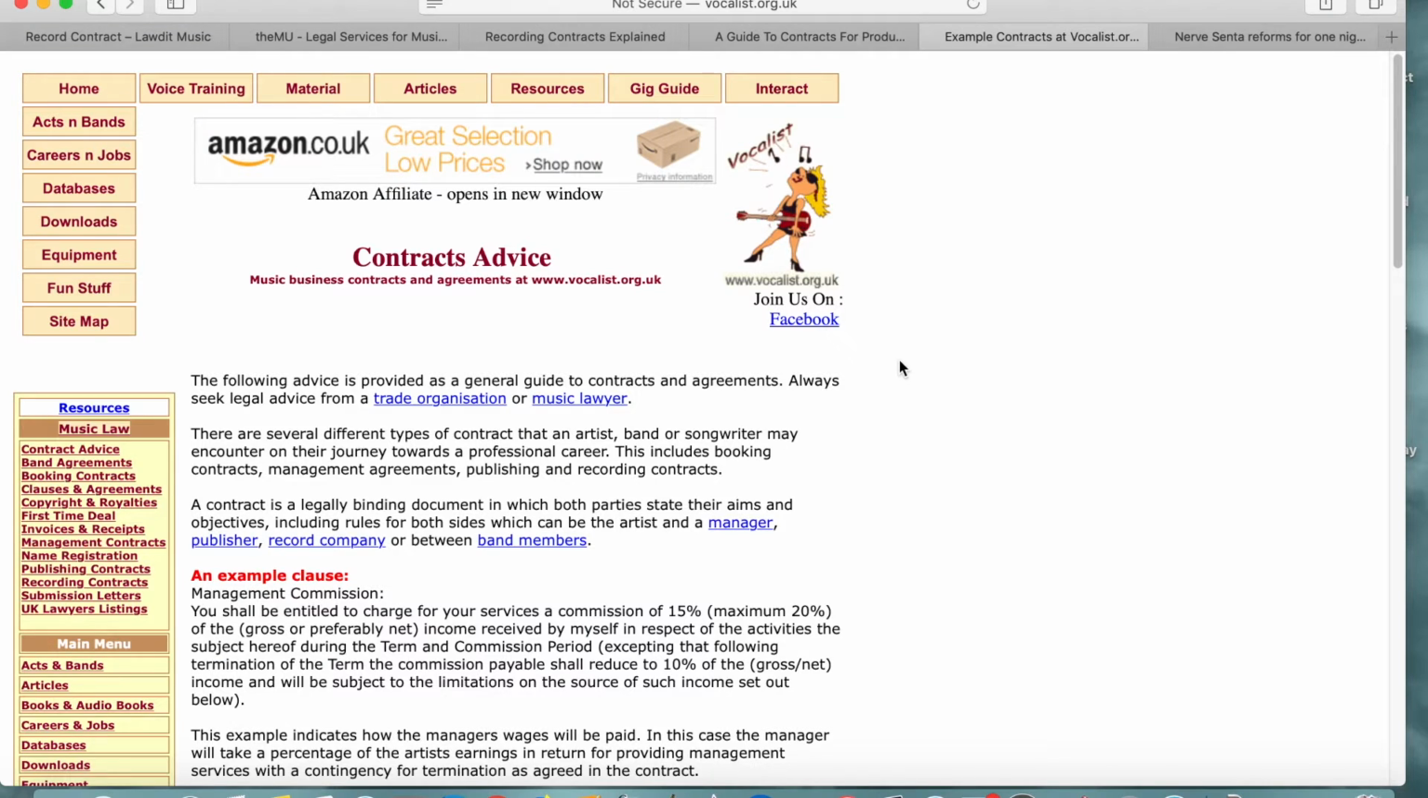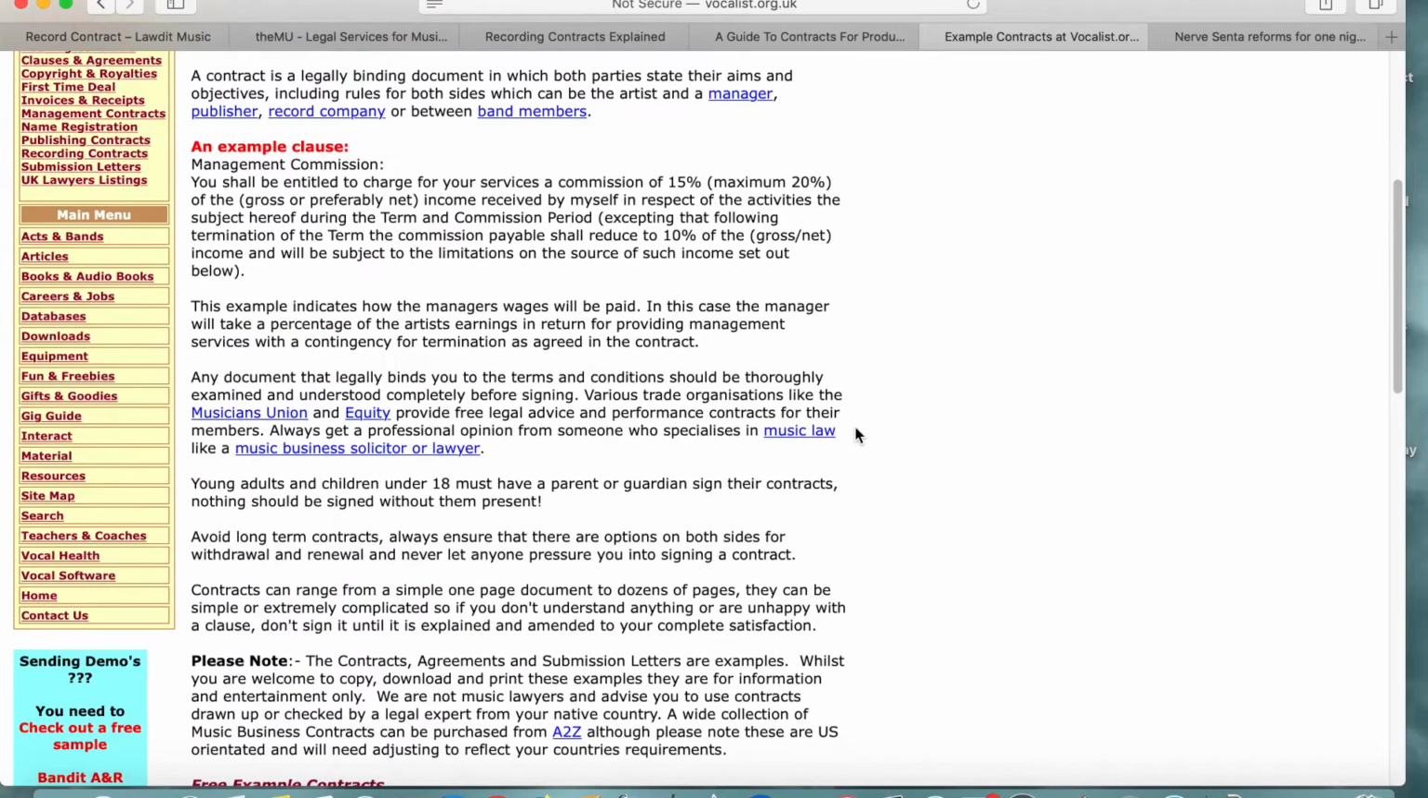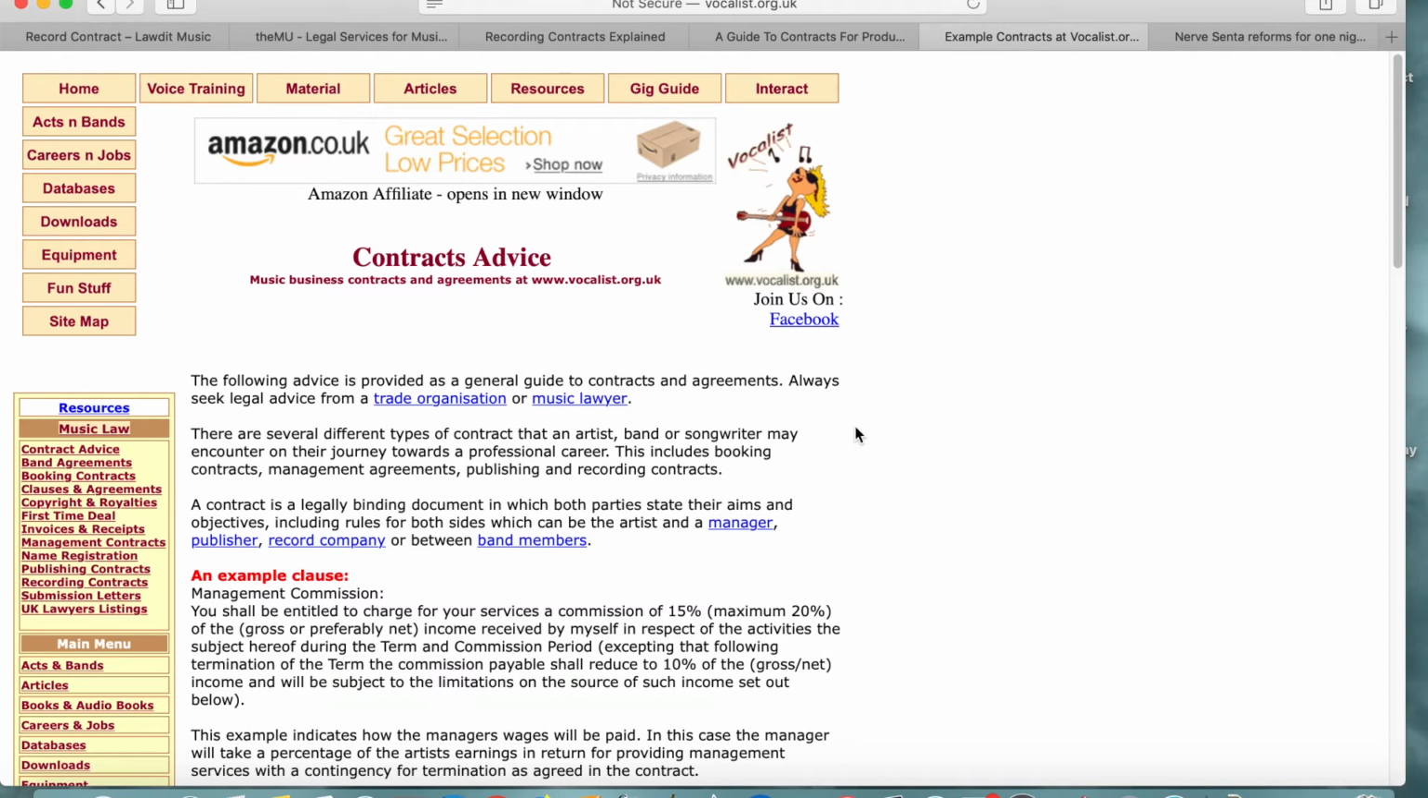I am no expert, but I have spent the last 40 years in the music industry in a very small way, and I do run a small record label. Now the first thing to say is that there are several types of contract that you may be involved in. We're particularly interested in the recording contract, and I will come on to that, but let's just have a quick look at the types of contracts.